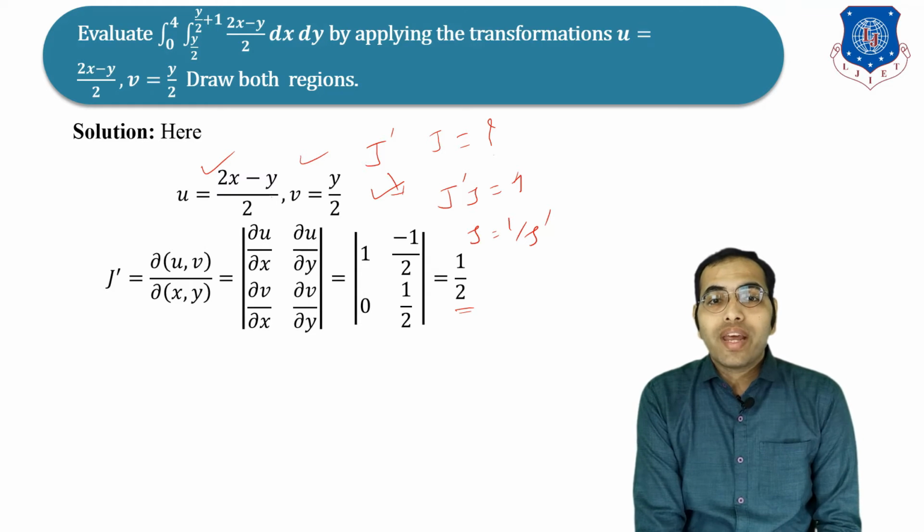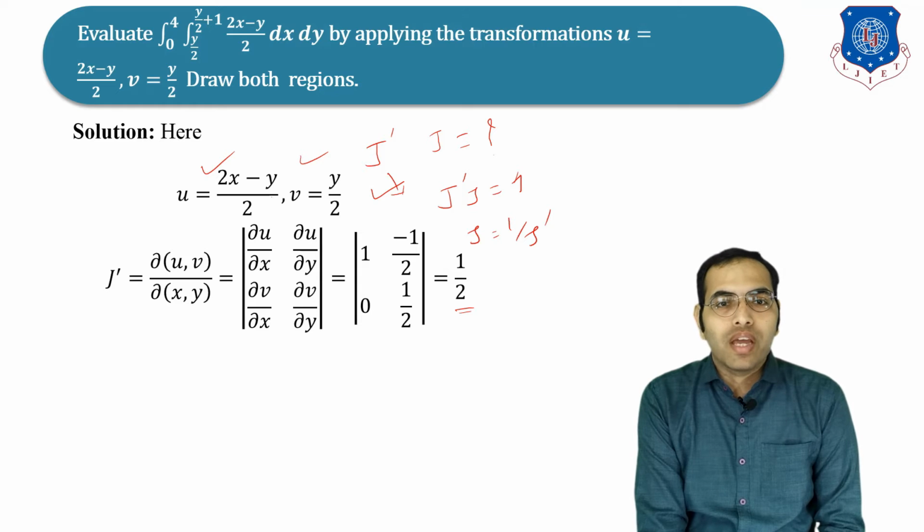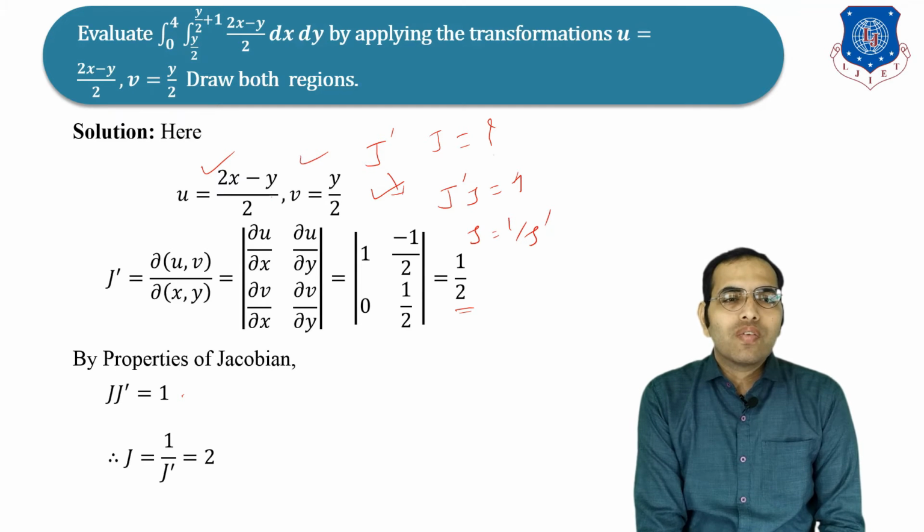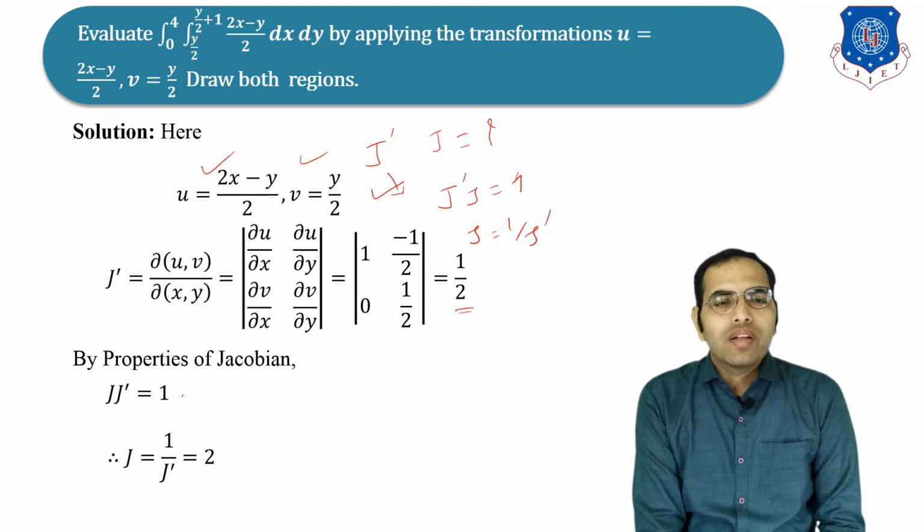But in this particular example we require the value of J. According to the properties of the Jacobian, J into J dash equals 1. Now substituting J dash, J equals 1 upon J dash, so the denominator comes to the numerator and J equals 2, which is the exact answer for the Jacobian.